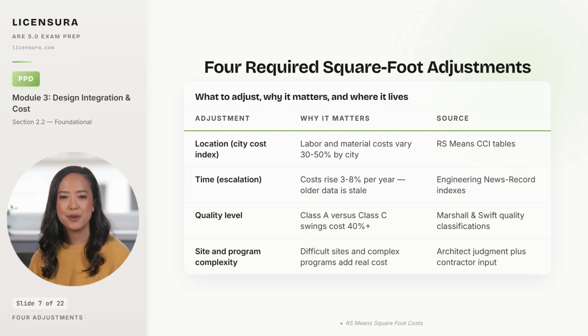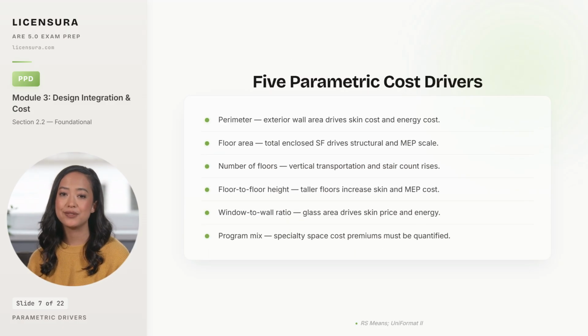And site and program complexity adjustment is architect judgment supplemented by contractor input. Difficult urban sites with constrained logistics, complex programs with extensive specialty space, and tight schedules all add cost the parametric tables do not capture. Parametric estimating extends the square foot method by adding building parameters as cost drivers. Here are 6 parametric drivers that move cost in ways simple dollars per square foot does not capture.